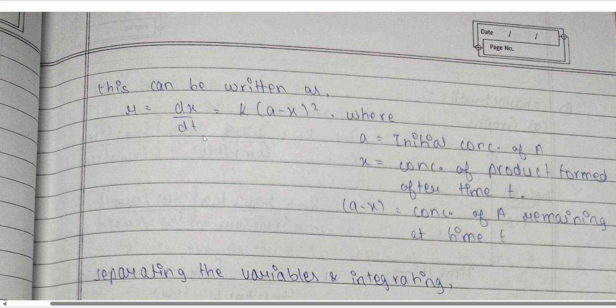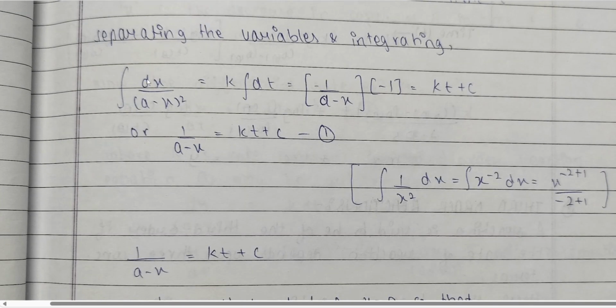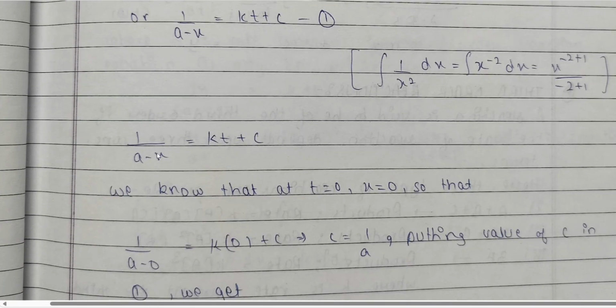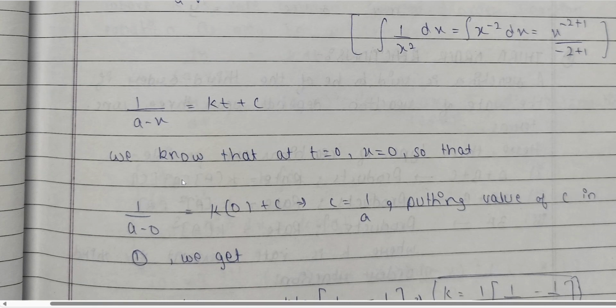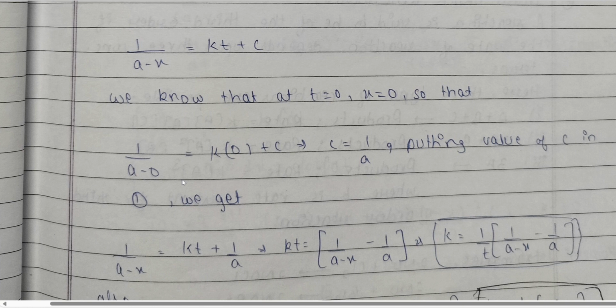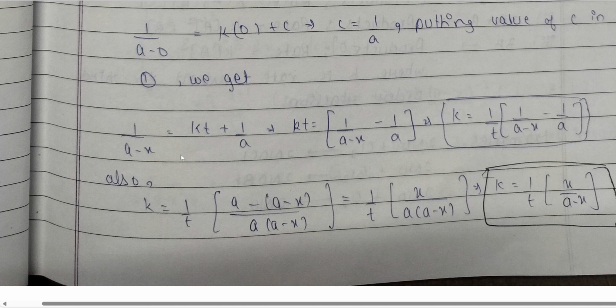Separating the variables and integrating, the result comes: integration dx by (A minus x) square is equal to K integration dt, and it comes 1 by (A minus x) is equal to Kt plus C. We know that at time t is equal to 0 and x is equal to 0, 1 by (A minus 0) is equal to K times 0 plus C. C is equal to 1 by A.